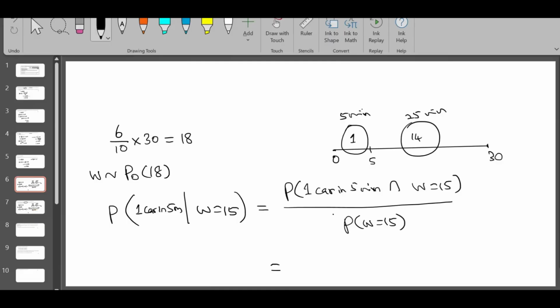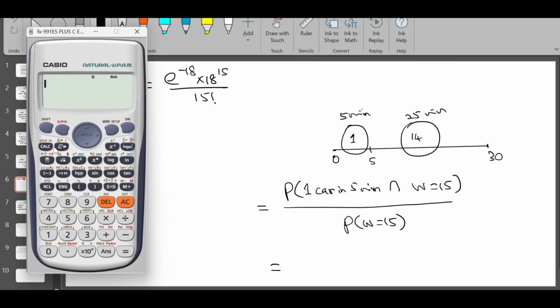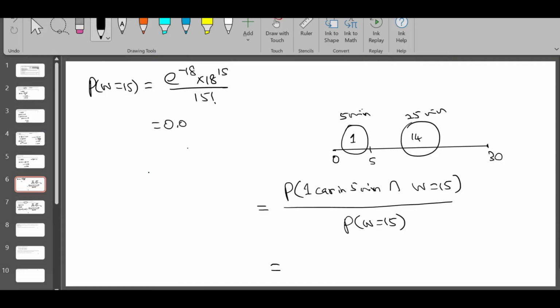First I'm going to find P of W equal to 15, which is e to the power minus lambda, lambda to the power x over x factorial. That's one probability. Let me calculate that first. e to the power minus lambda times lambda to the power 15 over 15 factorial, and store the value as A. It is 0.0785. I store the value as A.